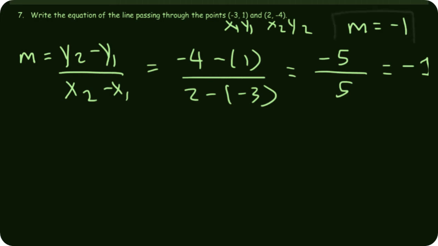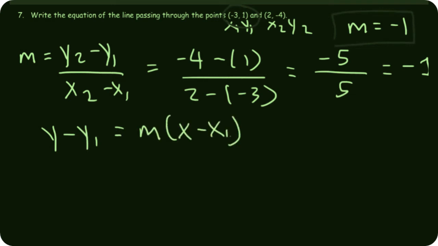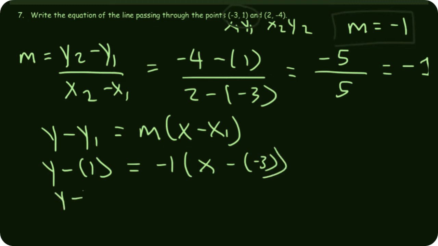Now we can use the point-slope formula. So I am going to use the first point, negative 3, 1. So y minus y1 is equal to m times x minus x1. So m is negative 1 and x1 is negative 3. This is y minus 1 equals negative 1 times x plus 3. These two negative signs will become positive.